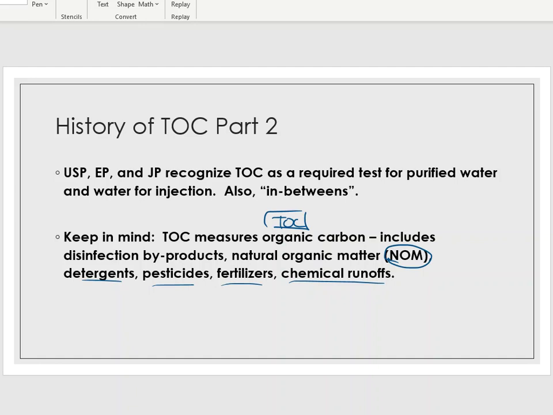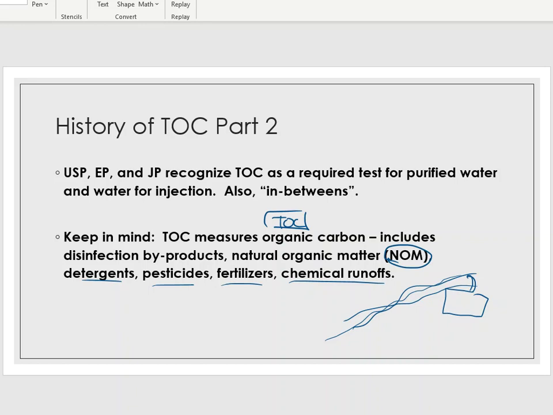Chemical runoffs are another problem. As you can imagine, up and down the Cape Fear River, this is a very important aspect to a chemical manufacturing company because I can set up a huge company and I can discharge some of my waste into that river and allow that to be washed on downstream. Okay, well, chemical runoffs also cause organic pollution, and this organic activity I can measure with my TOC instrument.